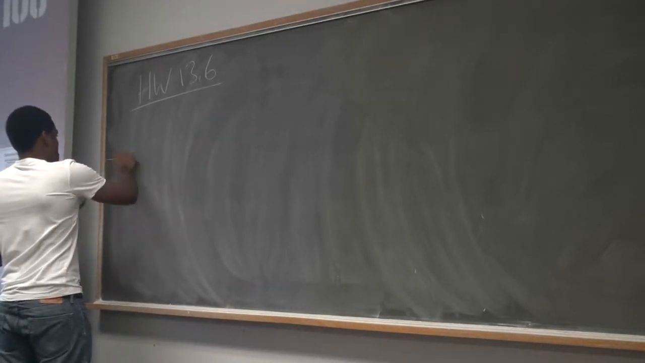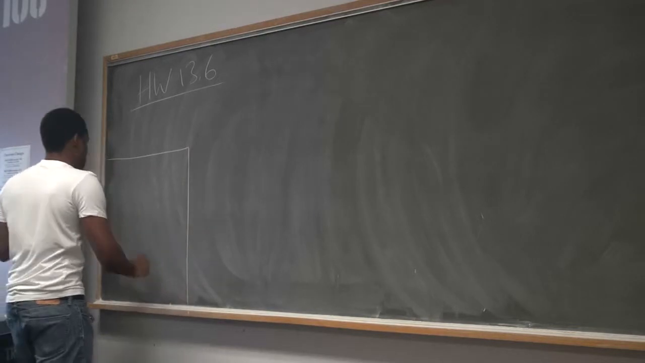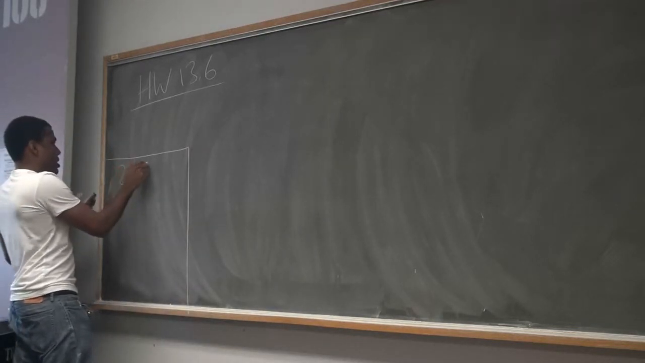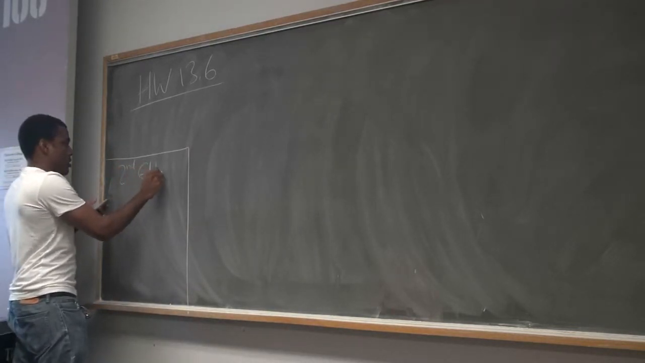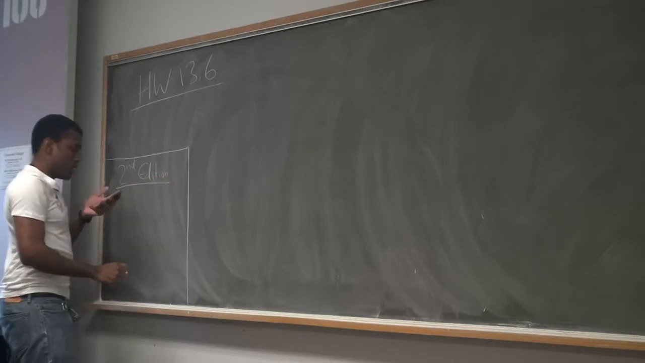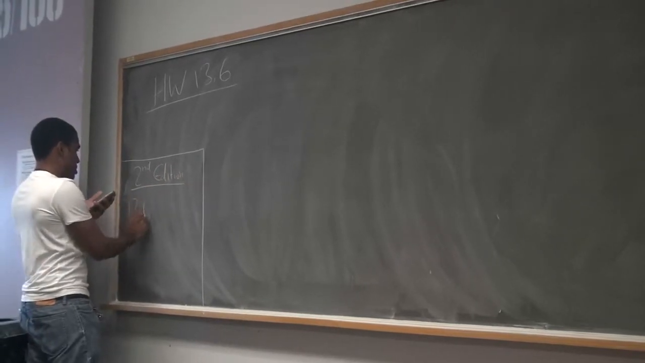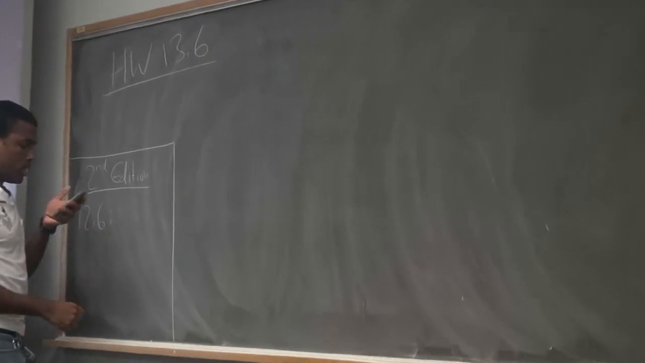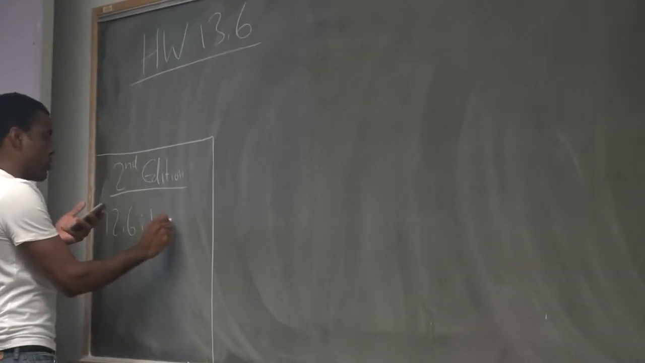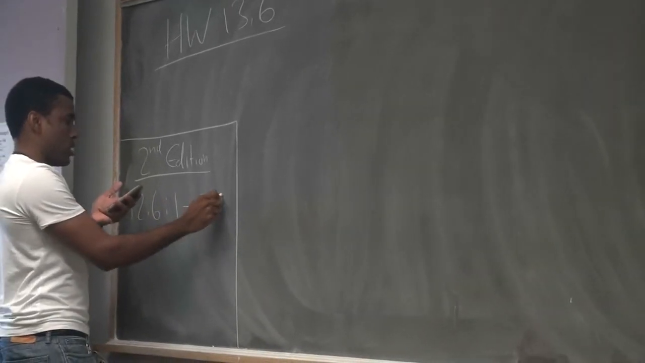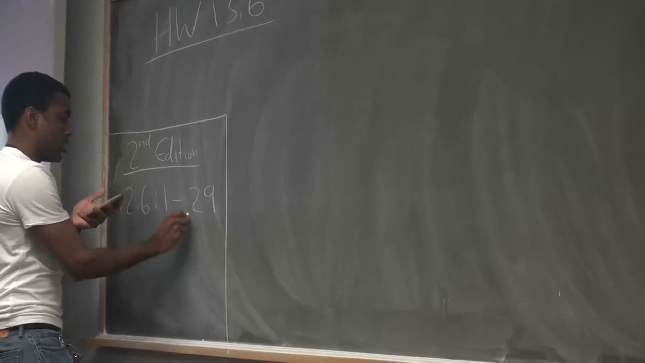Oh God, he's writing notes on the board. You did second edition. I think you did for 12.6, you did 1 to 27. I would have thrown in 29, so practice that when you have a chance.